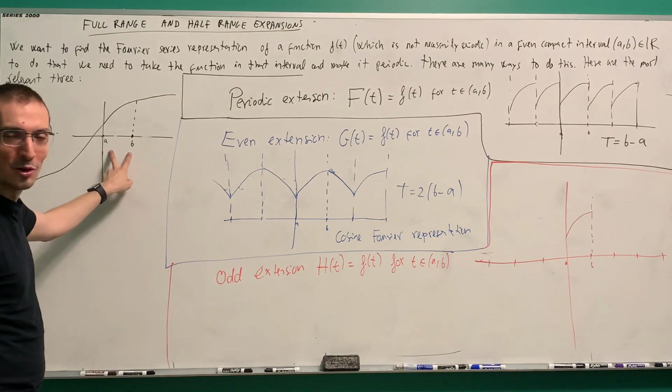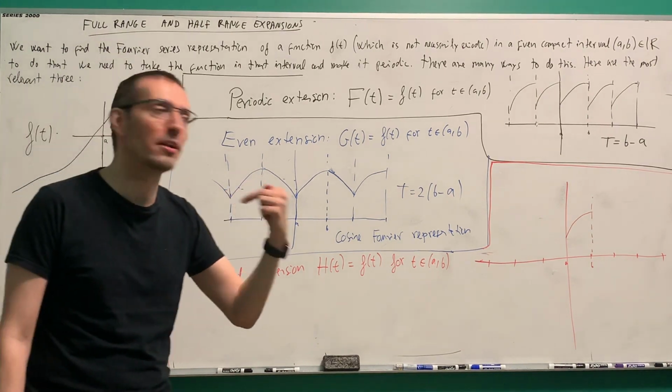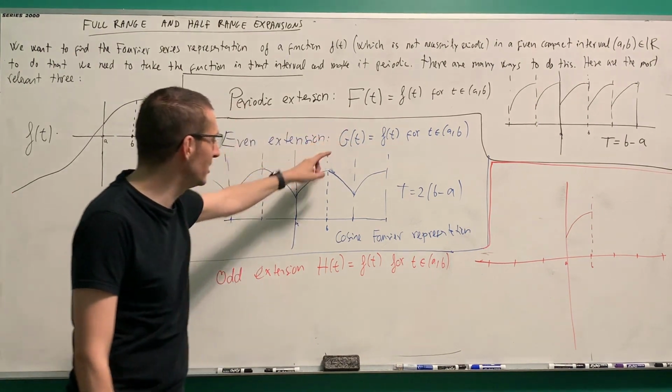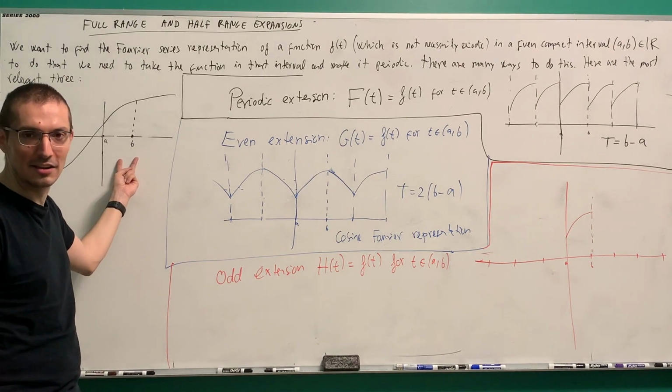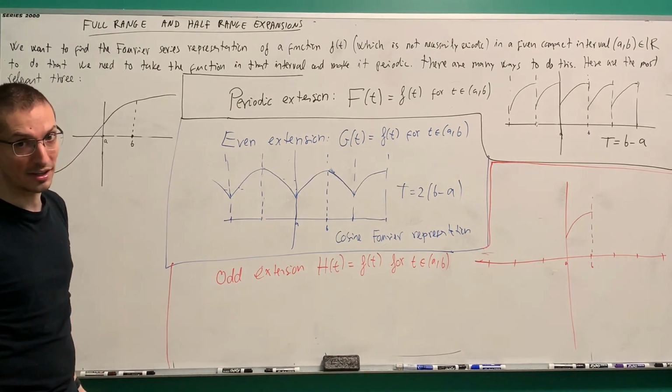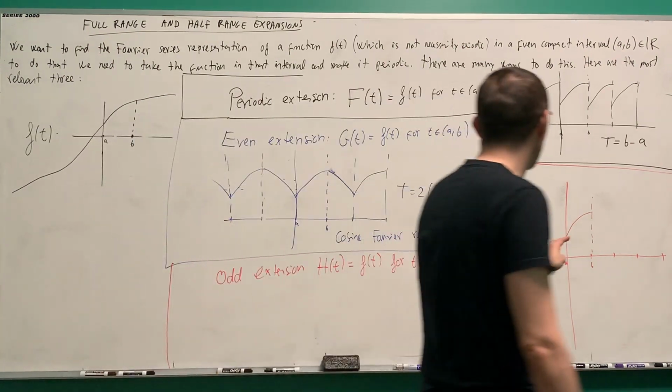Remember, we cannot do the Fourier series for this function because this is not periodic. So we are building auxiliary functions, capital F, capital G, capital H, that coincide with the function you want the series of in the interval you're interested in, but they are periodic. And there are different ways of making them periodic. Right, so from A to B is the same.